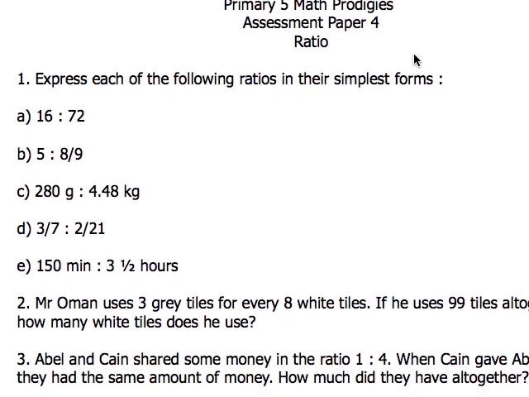16 is to 72. Very simple stuff. So let's take a look at this. 16 is to 72. How do we do this? First off, you must understand that ratio is all about making it simplified to the lowest terms. So what they want you to do is make it simplified. So now we have 16 and we have 72. They're basically asking you, what can you divide these two numbers by in order to get a lower number.